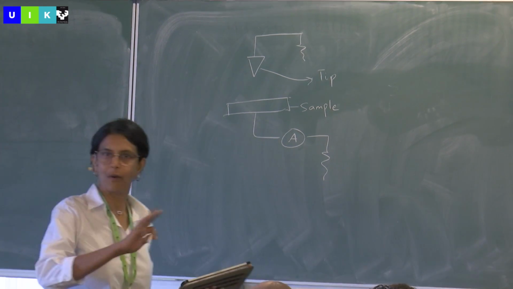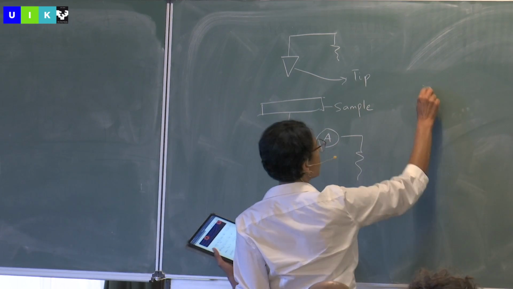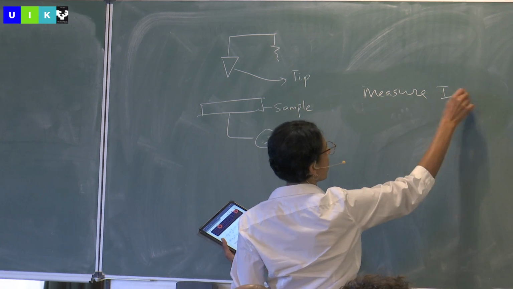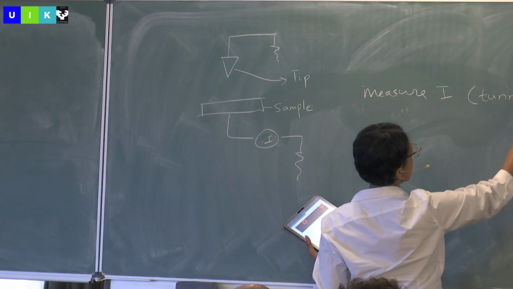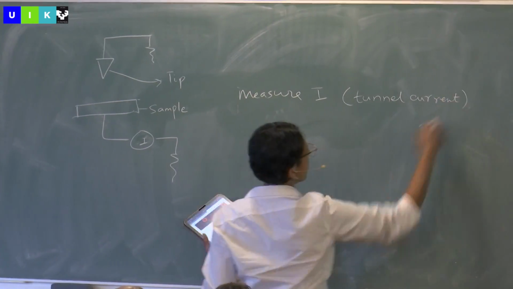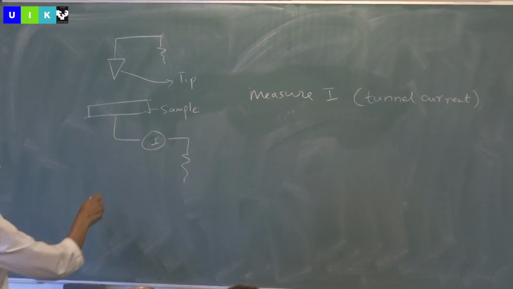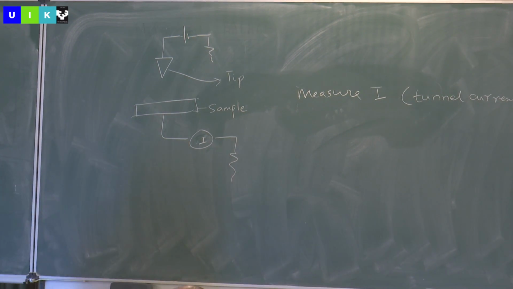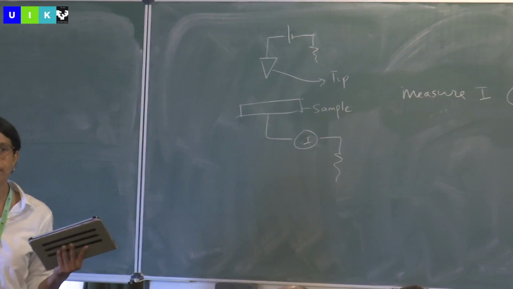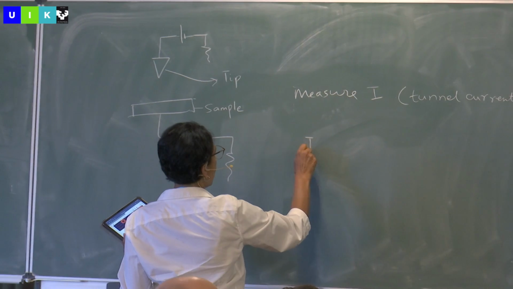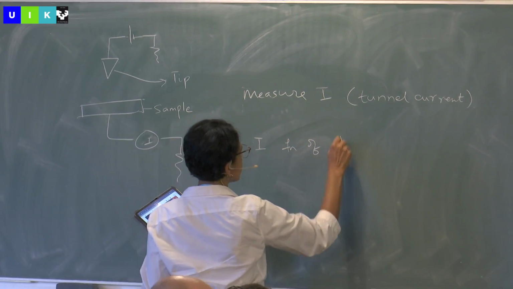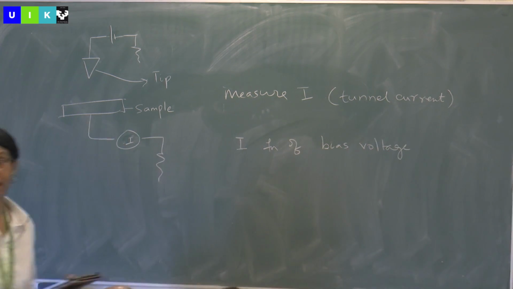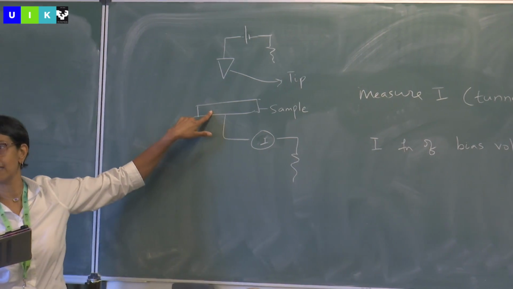okay? So that's our only measurement. So we measure I, the tunnel current. You have many knobs, so you can measure current as a function of bias voltage, and by that I mean the potential difference between the tip and the sample.